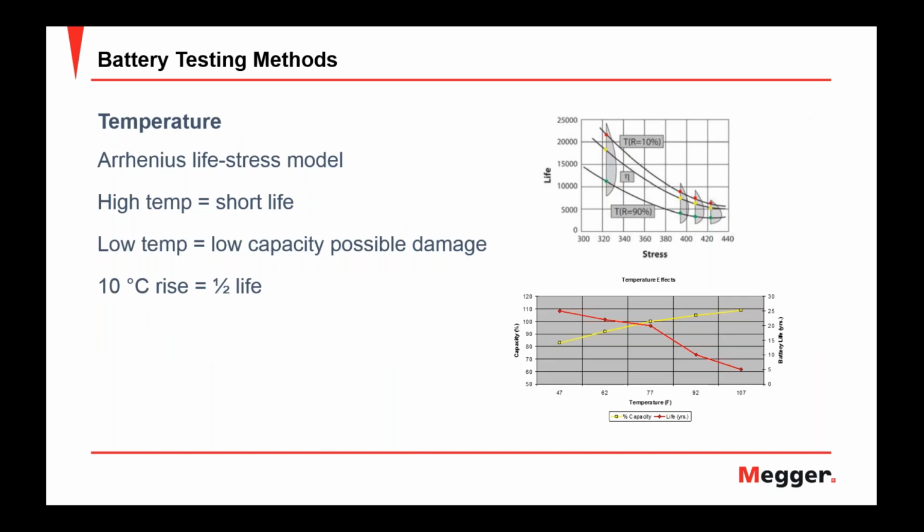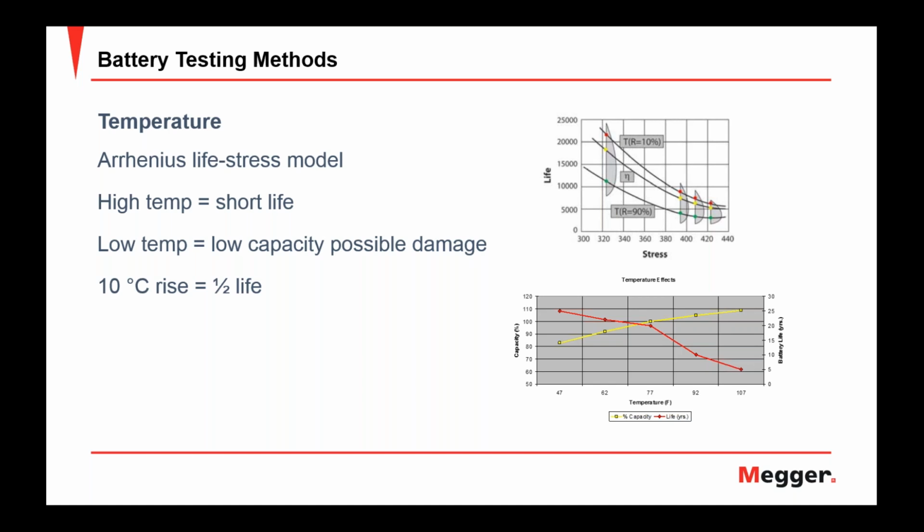Temperature. Okay, there is something called the Arrhenius life stress model. I'm not sure if I'm pronouncing that correctly. But basically, it has to do with any chemical reaction. As temperature increases, molecules move faster, chemical reactions happen faster. And all batteries are chemical devices.